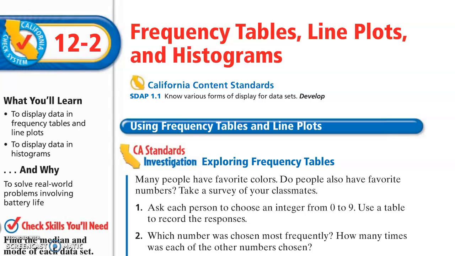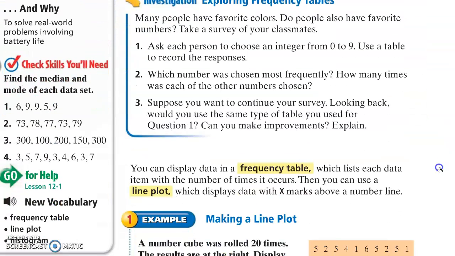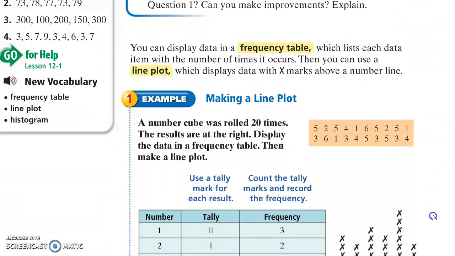We're going to be looking at three easy ways of data collection, ways to represent data, boring numbers, as something that might be a little bit more useful. We're going to be able to display data in frequency tables and line plots, and also to be able to make histograms out of it. So let's go ahead and look at it.